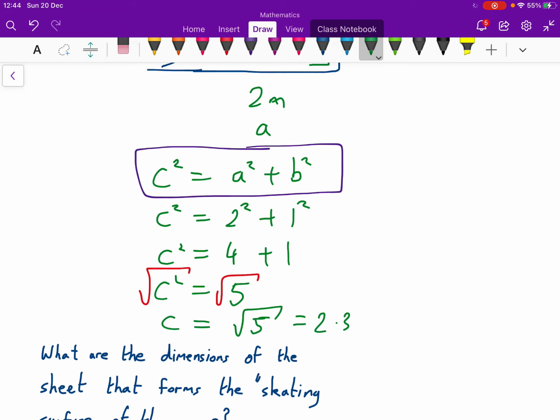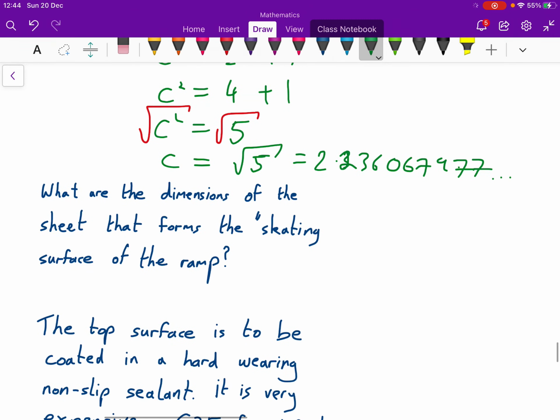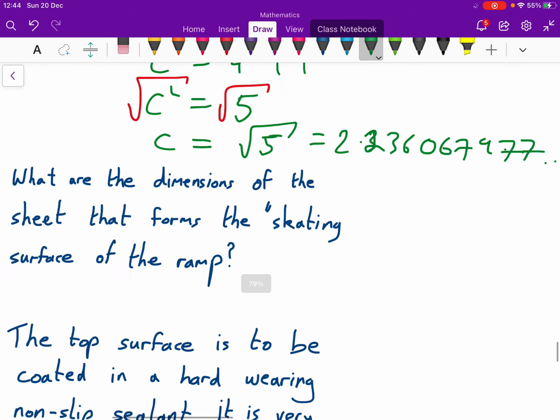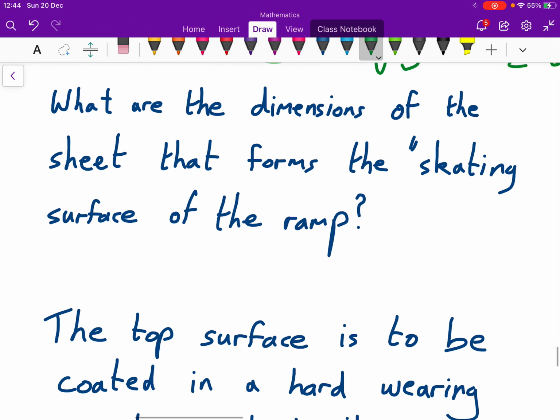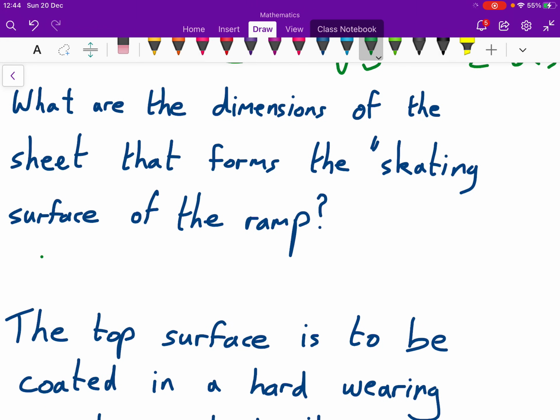Roughly 2.23, I should have said, 2.236067977, blah blah blah. Okay, so better off at root 5. Anyway, what are the dimensions of the sheet to form the skating surface of the ramp? Well, the dimensions were 2 meters wide, as the question said. And we just found the diagonal length was root 5 meters long. So they're the dimensions: 2 meters by root 5 meters.